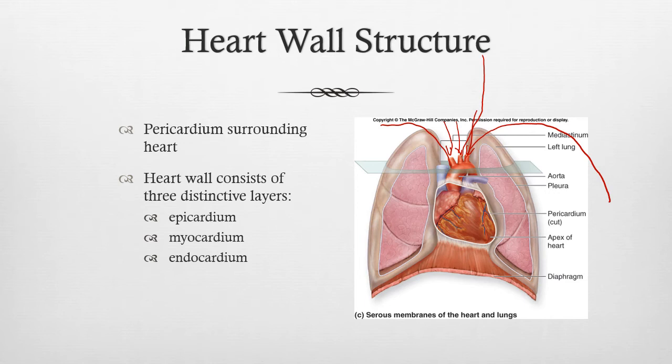When we look at the heart, it's also sitting inside a little sac called the pericardial sac. So we have pericardium that surrounds it. The heart then has three layers to the heart wall itself, so it's not just all muscle. We have an epicardium, we have a myocardium, and we have an endocardium, working our way from the outside in.